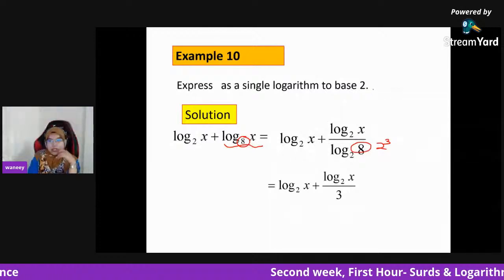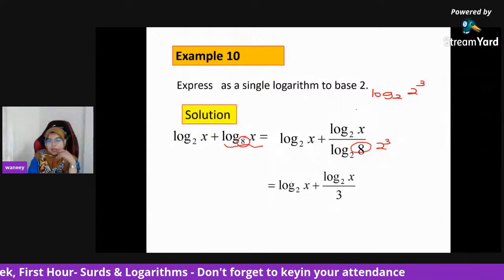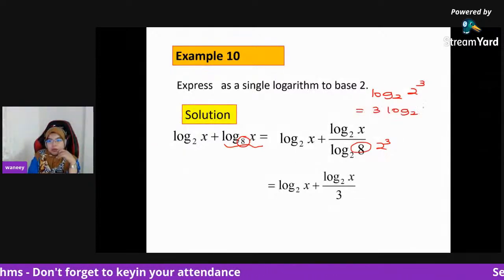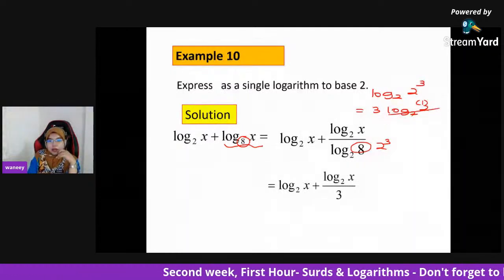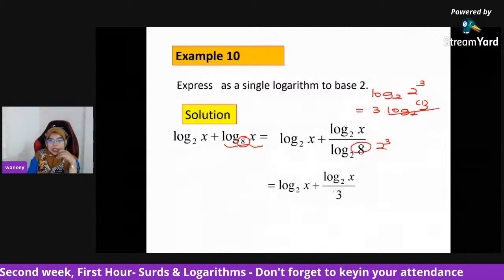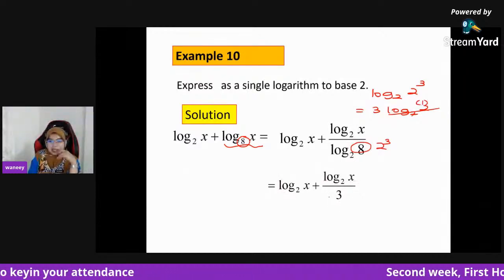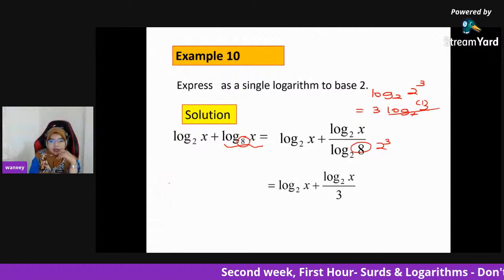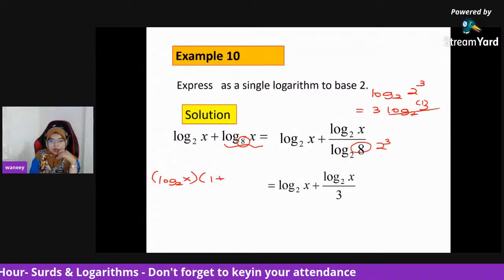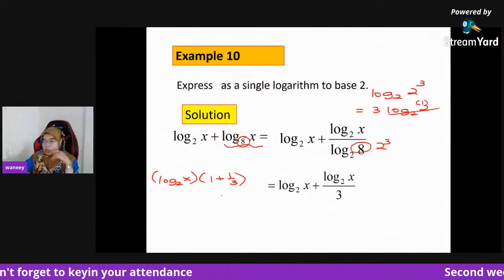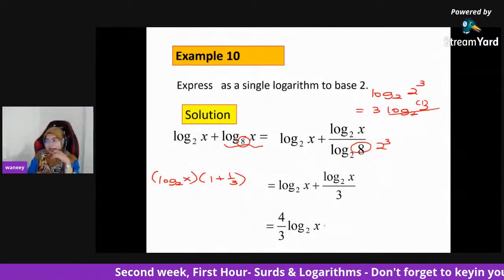So if we have log_2 of 2 to the power of 3, you're going to bring the power in front. So this is 3 log_2 2, and log_2 2 is actually equal to 1. That is how you end up with only 3. So this is log_2 x over 3. If we factorize the log_2 x, we're going to have 1 plus 1 over 3, which is simply 4 over 3. So it will become 4 over 3 log_2 x.